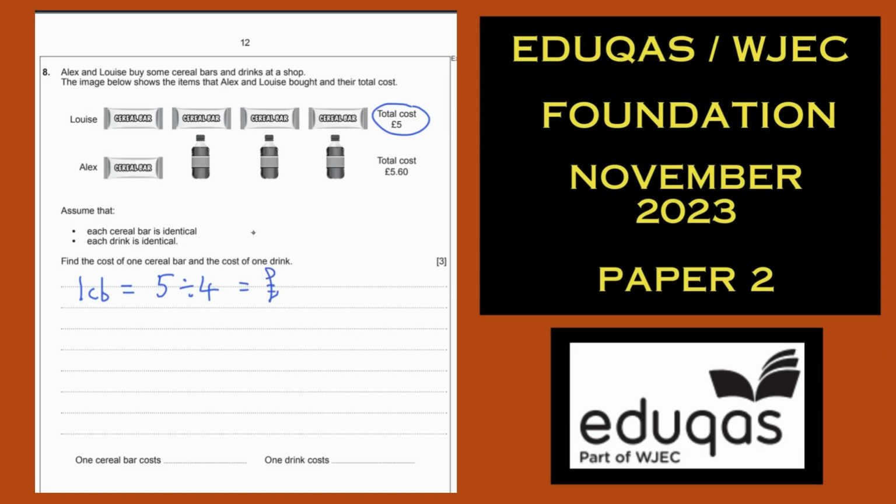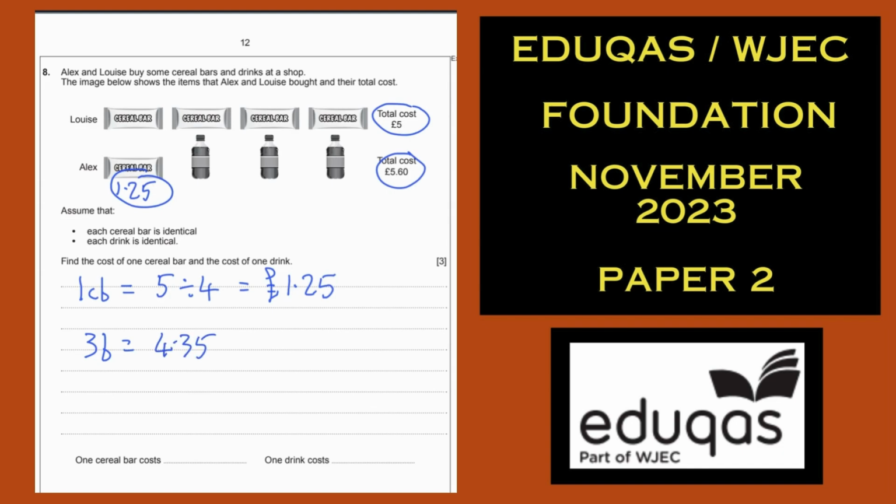Your calc might say 5/4 really means 1 1/4, but if you're doing a money question, use your SD button to convert it to decimals. Each cereal bar, £1.25. You can now insert that information to Alex. Alex is buying the cereal bar and the 3 bottles. We can make the statement that the 3 bottles would cost £5.60, but minus the cost of the cereal bar.